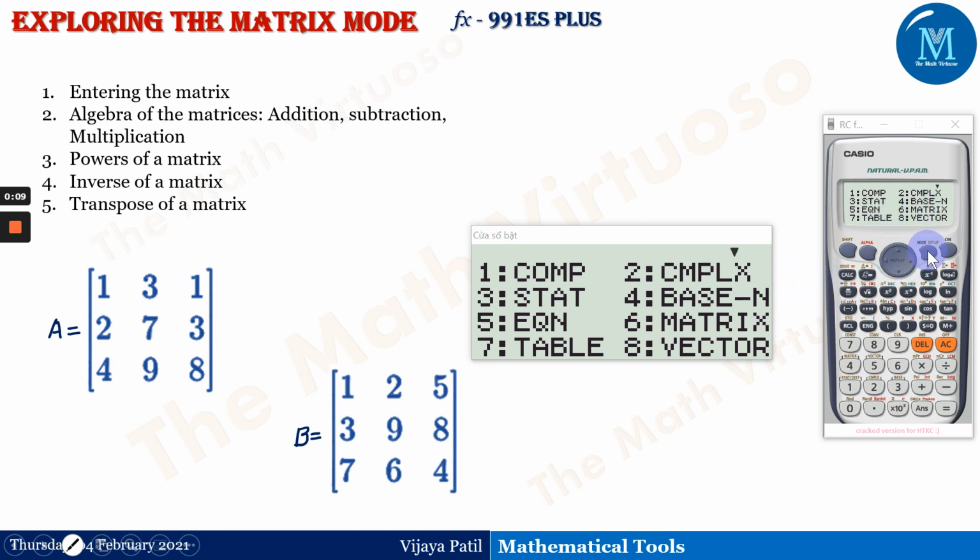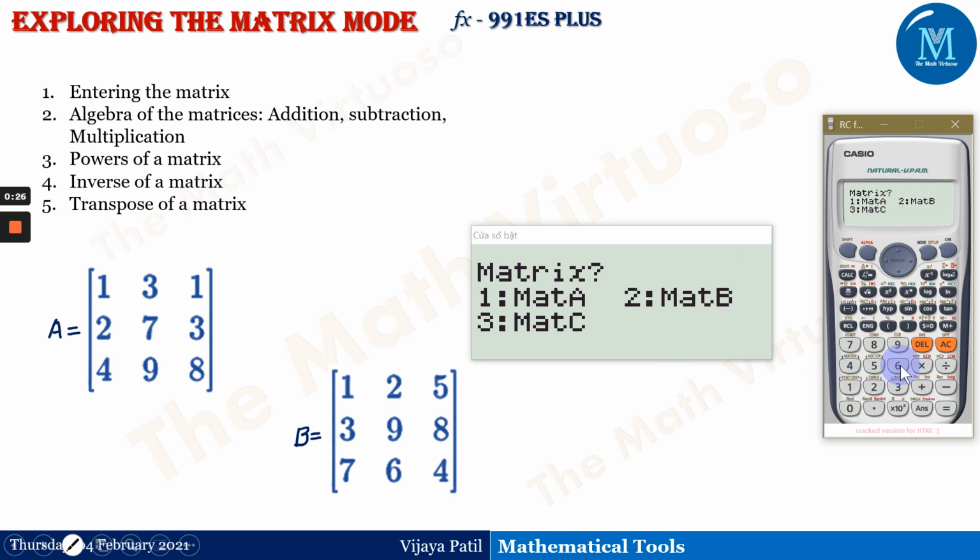After exploring the equation mode, we'll be going ahead with the matrix mode. This is the mode button that I have pressed here. After pressing the mode button, we have to go for the matrix mode, which is number 6. So press 6 here. After pressing 6, it will ask me whether I need 1 matrix A, 2 matrix B or 3 matrix C.